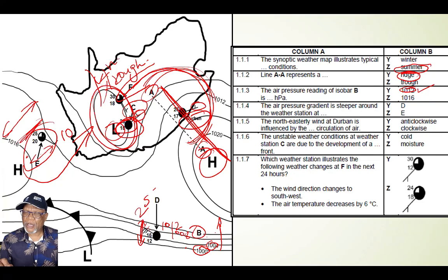Now, the question is, the unstable weather conditions at weather station C are due to the development of a what front? Is it a cold front or is it a moisture front? So it is due to a moisture front. And then they say here, which weather station illustrates the following weather changes at F? Here at F, the wind direction is going to change to southwest. So you have to say, where are we going to have the wind direction changing to southwest and the air temperature decreasing by 6?